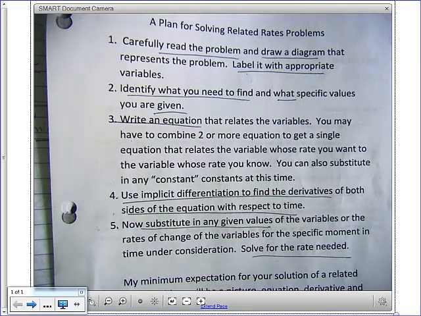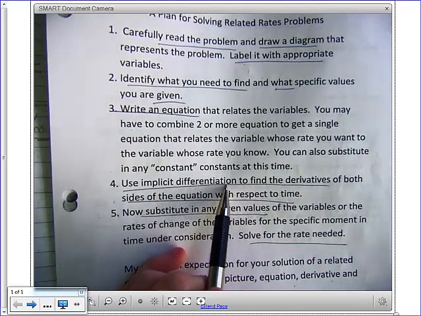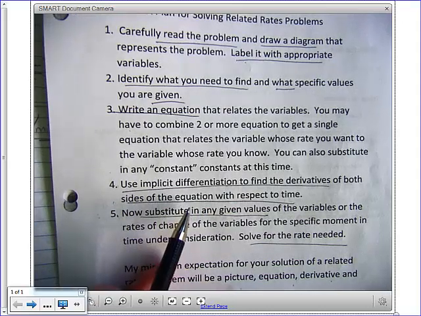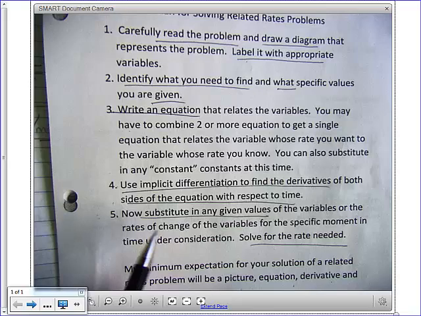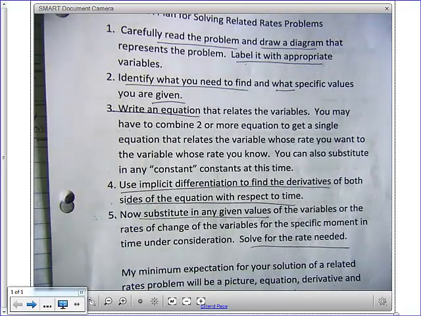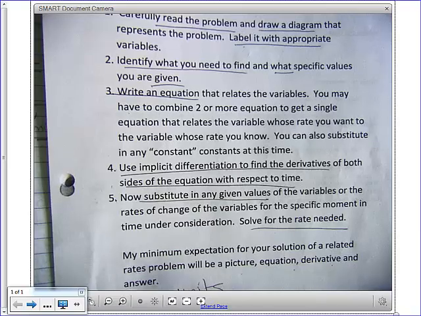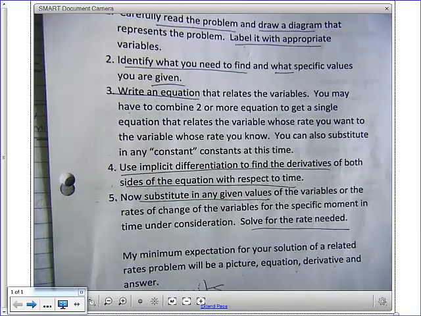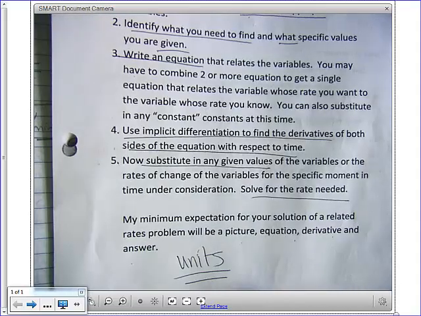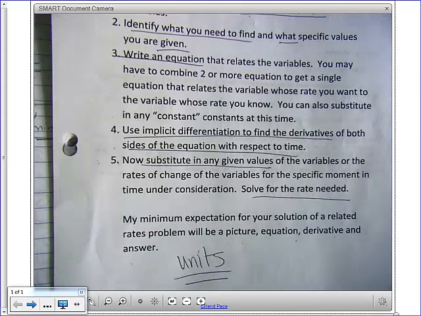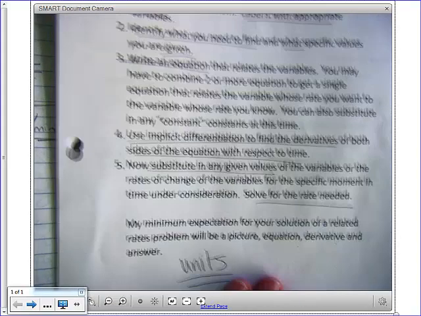I'm going to let y'all read this, but in some cases you may have to combine one or more equations to get one. We're going to use implicit differentiation to find the derivatives of both sides of the equation. And then we're going to substitute any given values of the variables or rates of change, and then we're going to solve. My expectation is that for your solution, I have a picture, an equation, a derivative, and an answer. And the other thing is, since these are word problems, I need units. Please give me your units.